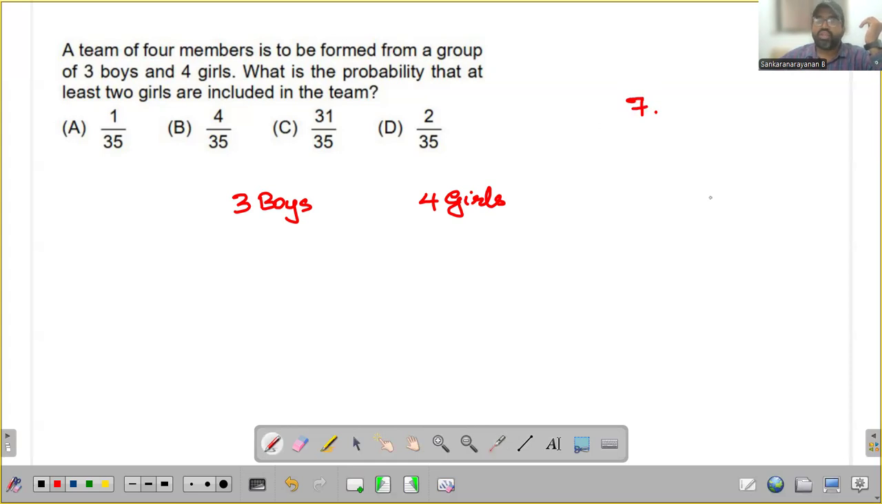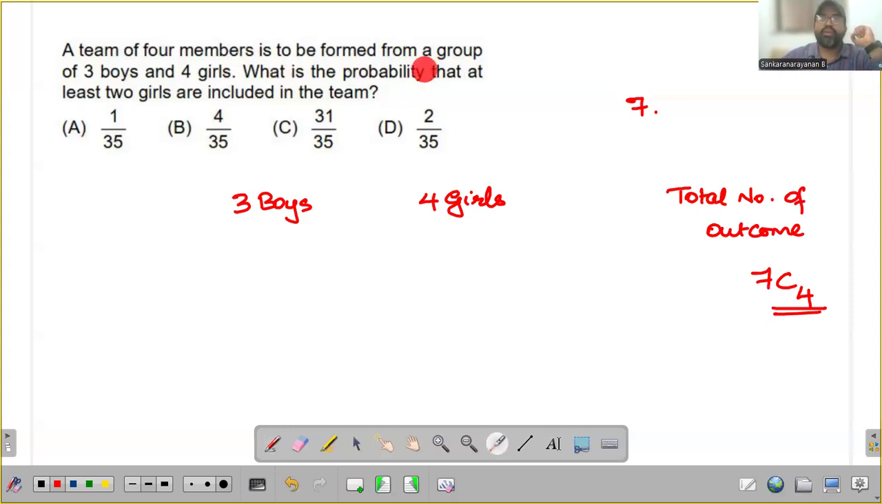So the total number of outcomes, that is selecting 4 from 7, is equal to 7C4. This is the sample space. So I'm writing that first. Now let us look at the question. The question is, what is the probability that at least 2 girls are included in the team?